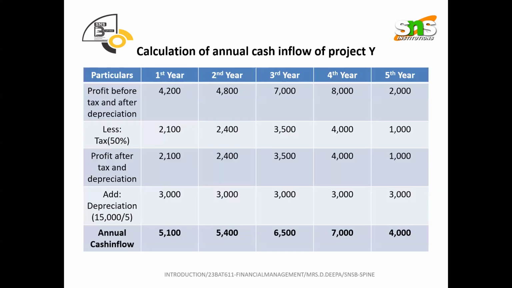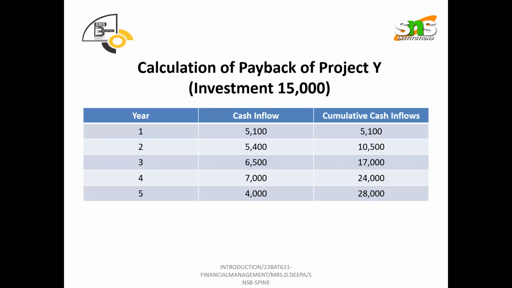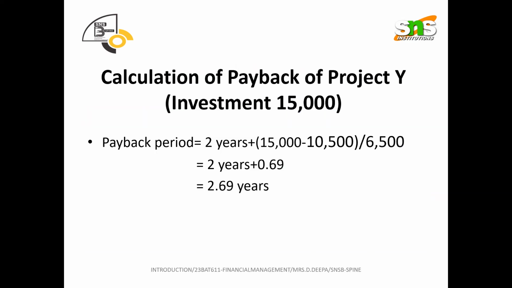The same way we need to calculate for project Y. As usual, profit before tax data is given. With the deduction of tax, we get profit after tax. Again, we need to add depreciation. Here also it is the same 3,000, and we get the cash inflow. Again, we need to calculate cumulative cash inflow for project Y. Different data are given here.